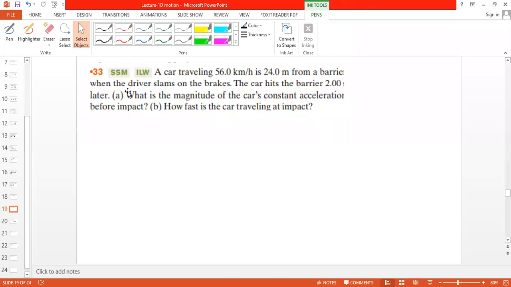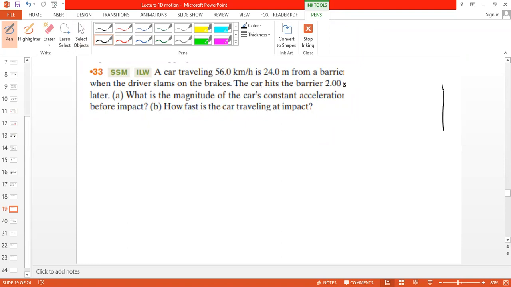A car is traveling at a speed of 56 km per hour, and is 24 meters from a barrier. When the driver slams on the brake, the car hits the barrier 2 seconds later. What is the magnitude of the car's constant acceleration before the impact? Okay, and how fast is the car traveling at impact? Did you get this math?